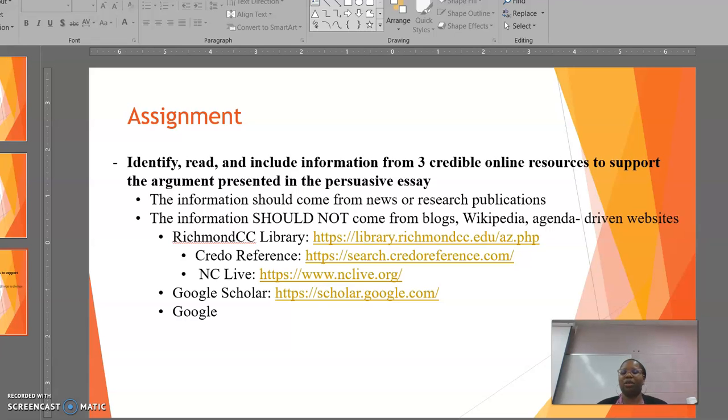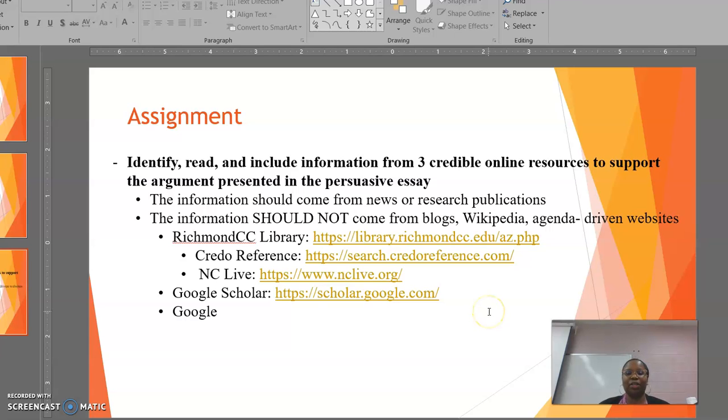This information should come from news or research publications. Of course, you don't want to use a blog or Wikipedia or anything that is overtly agenda driven, such as if you're writing about gun control and you use the NRA website. That is a specific agenda that is presented with that website. Instead, what I want you to use is the library, right? Richmond Community College has an excellent library database. I've linked several of the resources there for you to use. And there are some other videos on Moodle that walk you through how to use those resources.